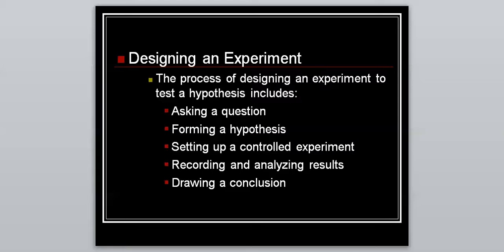When designing an experiment, the process has five steps. The first step is asking a question, which happens way before the process even starts. There would be no reason to do any of these steps unless we had a question to ask. After asking the question, we form a hypothesis, then we set up a controlled experiment, we record and analyze our results, and then we draw a conclusion.